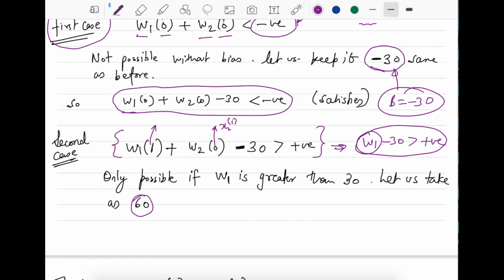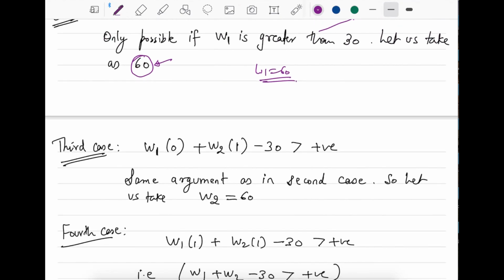So anything can work out. You can put 40 also, but we have to see when we come to the other constraints. So W1 equal to 60 for now is satisfying this constraint, so we will select W1 as 60. Third case: the first feature is 0, the second feature is 1. So again, the same thing as case 2. In this case also I am taking it as 60. So this is the third case.